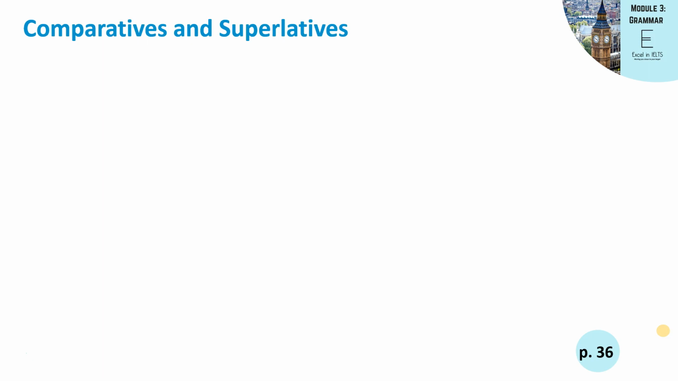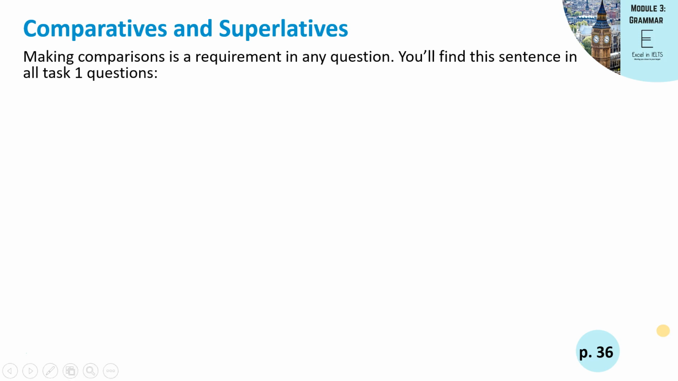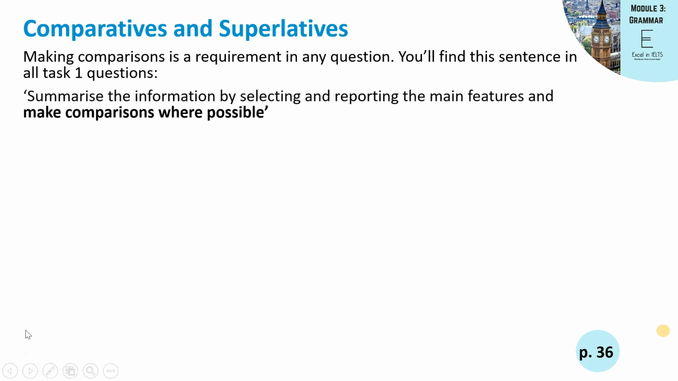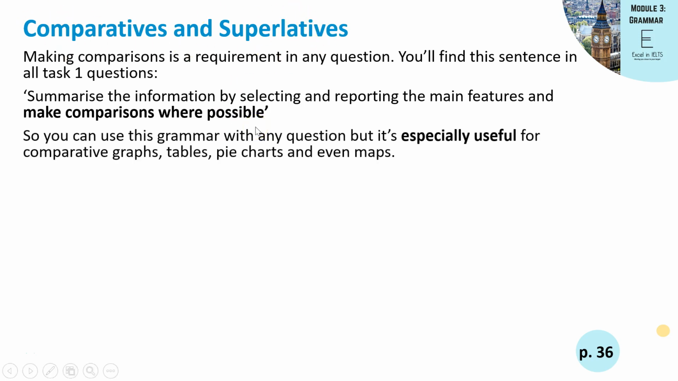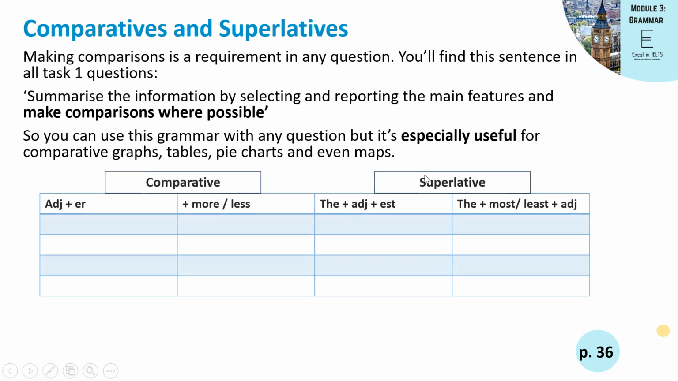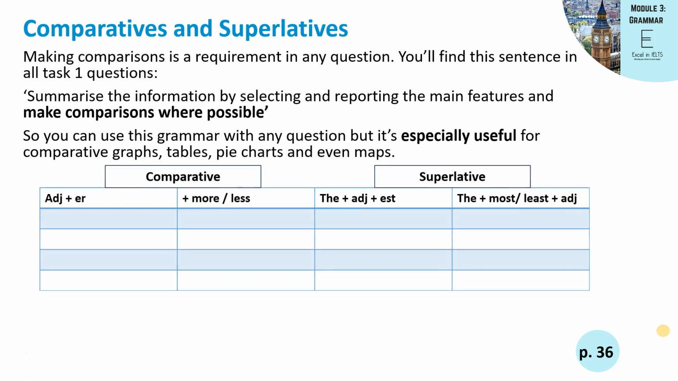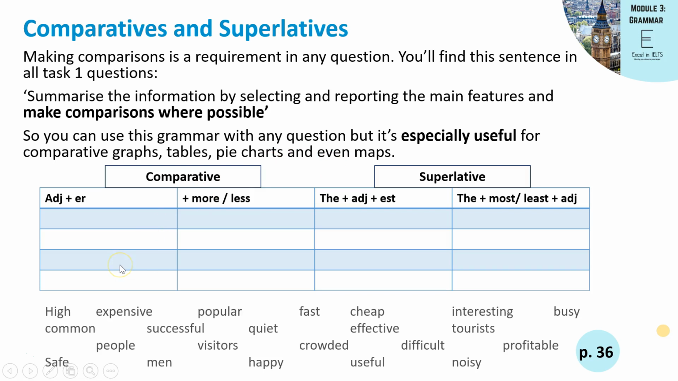So making comparisons is a requirement in any question. You'll find this sentence in any task 1 question. Summarize the information by selecting and reporting the main features and make comparisons where possible. So one way of making comparisons is to use comparatives and superlatives. While this grammar is useful for any question, it is especially useful for comparative graphs, tables, pie charts, and even maps.